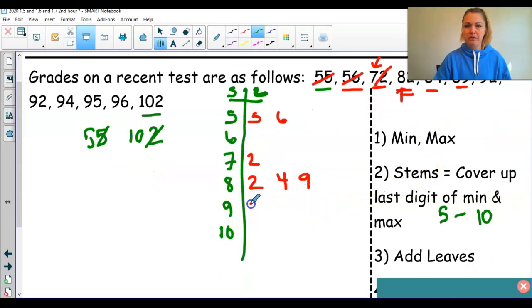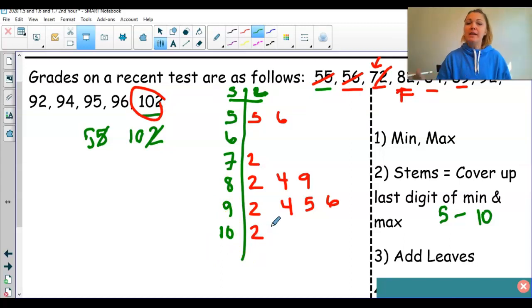92. 94, 95, and 96. And then finally 102. I have the stem of 10 already, so I just need the leaf of 2. And there is my stem and leaf plot.